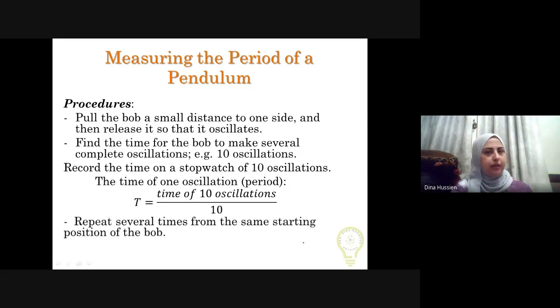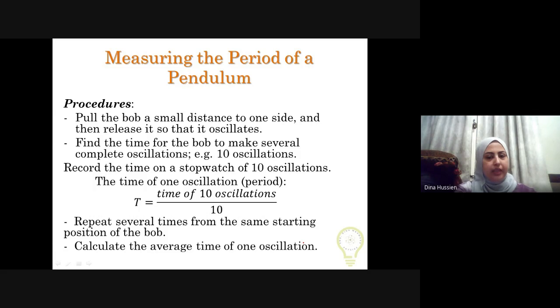And then لازم أعمل إيه؟ repeat several times. وأنا بريبيت several times لازم من نفس المكان. ليه يا ميس؟ أكيد by common sense. لو أنا رفعت البوب بتاعتي ابتديت من different place فأكيد ممكن هتديني different reading. فكل مرة أرفع البوب بتاعتي البول أو whatever attached to string to the same position وأسيبه يروح وأعد معايا. طيب بعدين أنا بعمل إيه؟ هكالكوليت بقى الافرج بتاع الكلام ده بتاع التايم اوف اوسيليشن.